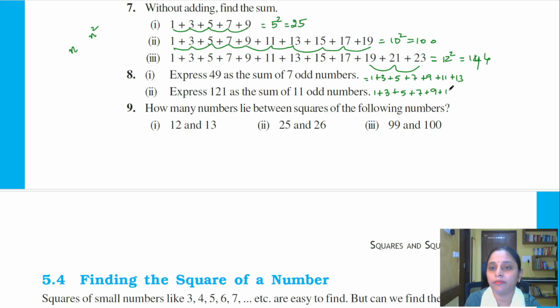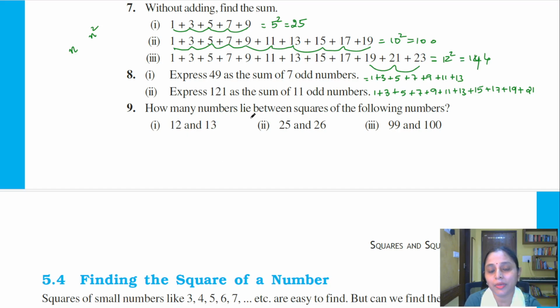Let me write the first 7, and then after that, this is the 8th odd number, this is the 9th odd number, this is the 10th odd number, and this is the 11th odd number. So you get odd numbers up to 21. You add them, you will get 121.